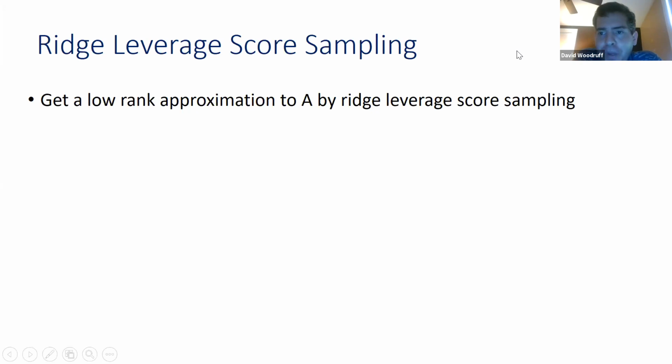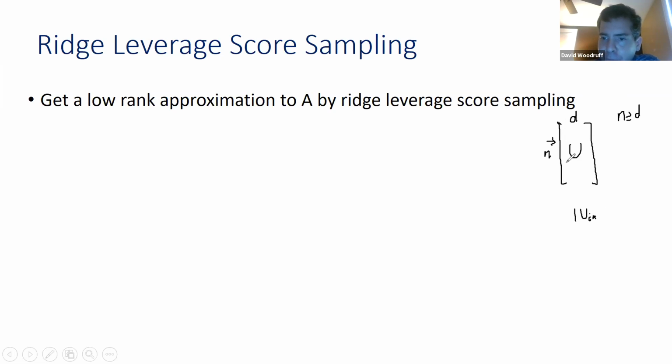One better way of getting a low-rank approximation is what's called ridge leverage score sampling. Let me just say what ridge leverage scores are, and to do that, let me just remind you what leverage scores are. If you have an n by d matrix, let's say n is greater or equal to d, I can take an orthonormal basis for the column span of that matrix. Let's call it U. Then the ith leverage score is just the ith squared row norm of U.